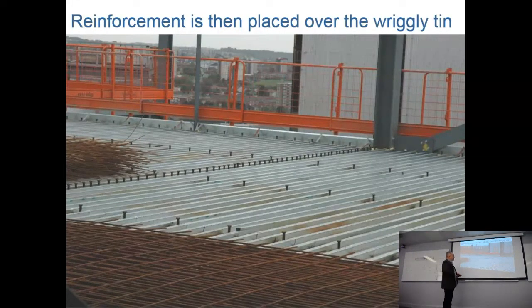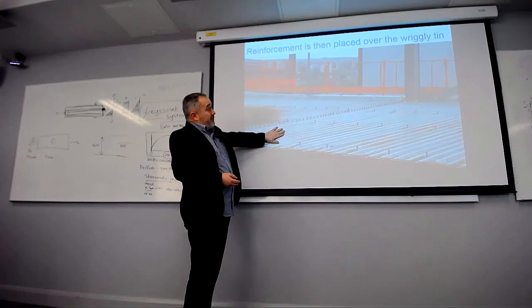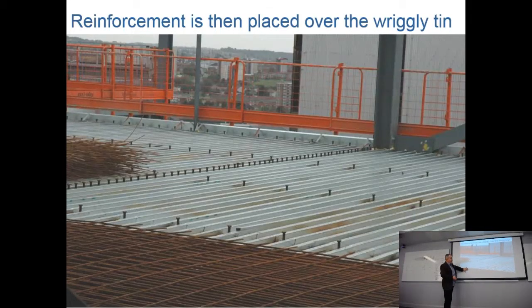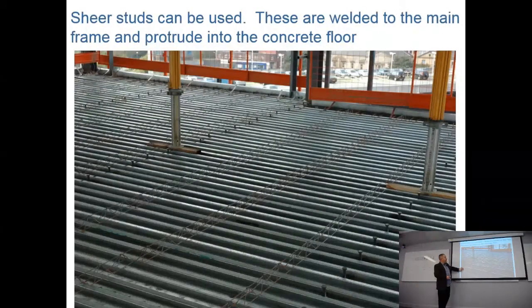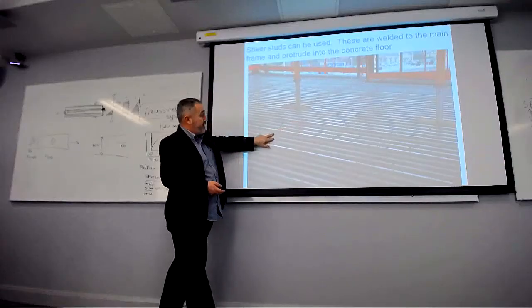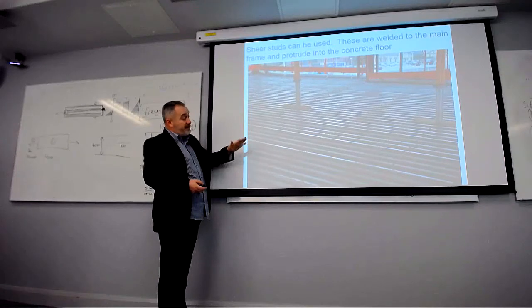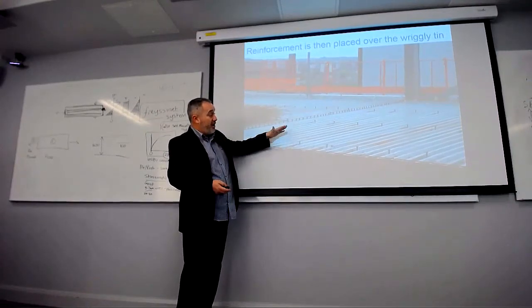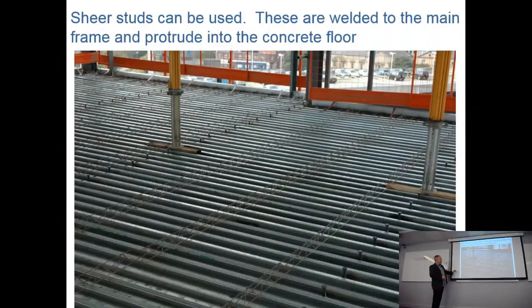So here's my favourite pictures of wriggly tin and shear studs and some reinforcement. The reinforcement might be part of the design of the floor. A lot of times it's put in just to stop the concrete from cracking when it's deflecting. This image here shows some spacers that are lifting the mesh, getting to the right height so that you can put the mesh on top at the correct height. So it's something like 100 millimeters above the wriggly tin.